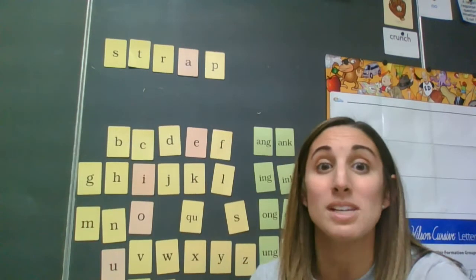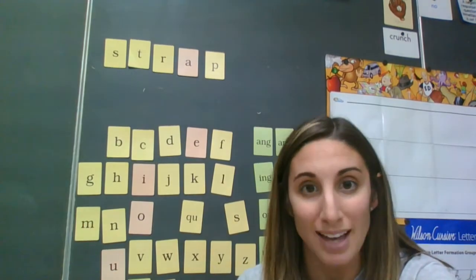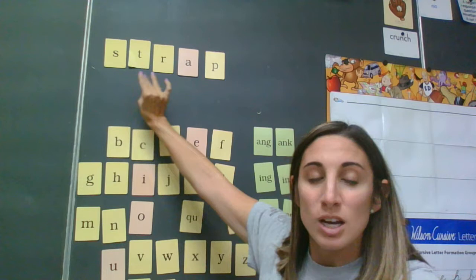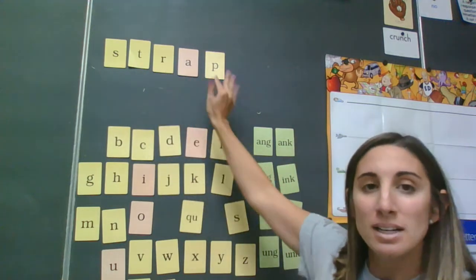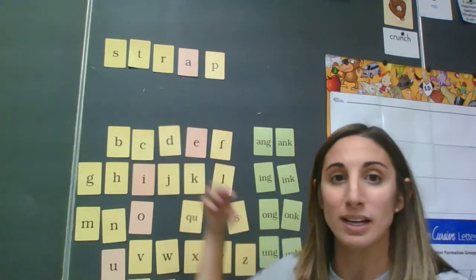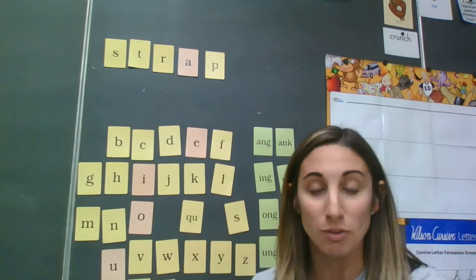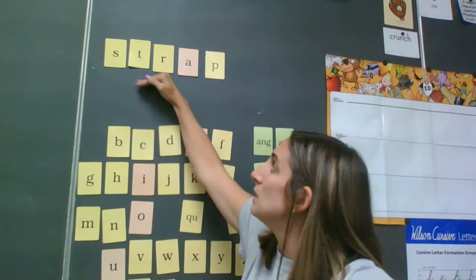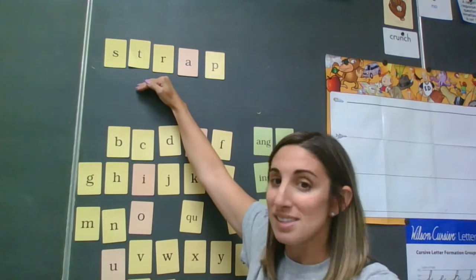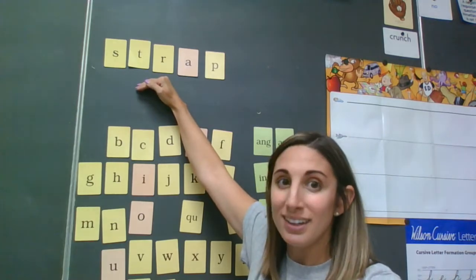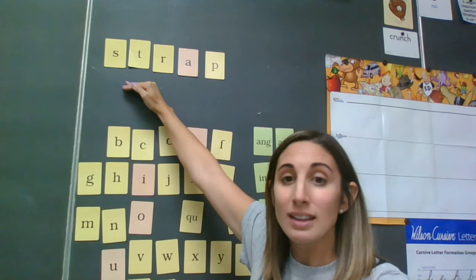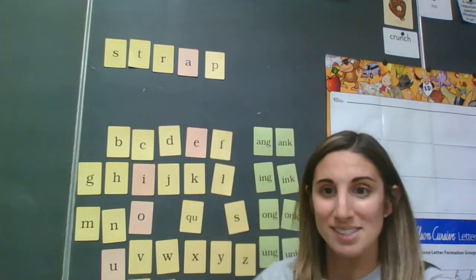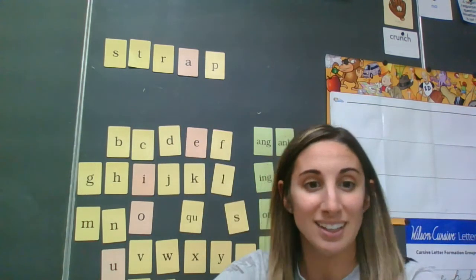Okay, behind me, I built another word for us to look at. Let's tap it, go. Strap. Like I strap myself in the car before we drive, right? What do we have at the beginning of this one? This isn't a trigraph, remember. This is a 3-letter blend, correct. Is it a closed syllable? Yes, very good.